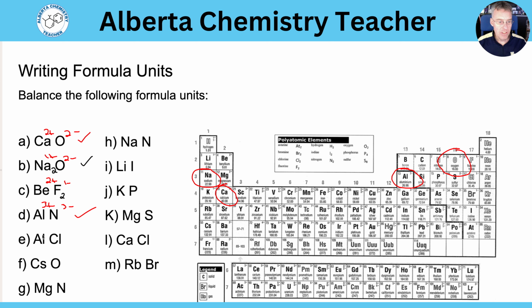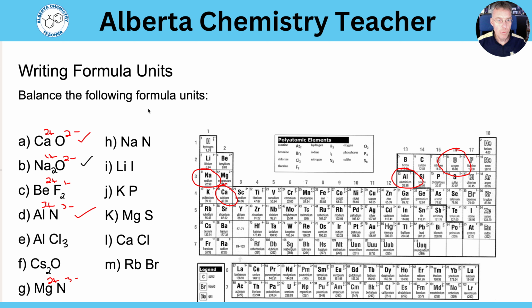So we've got that plus 3 and then a minus 1 with chlorine in group 7. So we're going to need 3 of the chlorines to have plus 3 and minus 3. Cesium is in group 1. Oxygen is in group 6A, minus 2. So plus 1, minus 2, we need 2 cesiums to have plus 2 and minus 2. Now I'm going to write the charges in for the next one. Mg is a plus 2. And nitrogen is a 3 minus in group 5A.